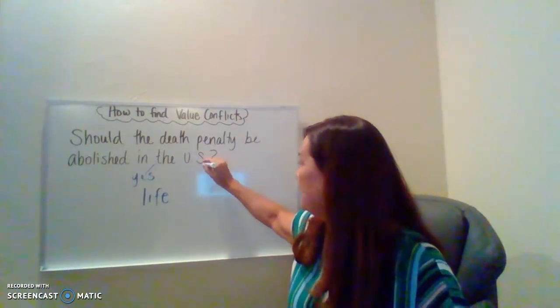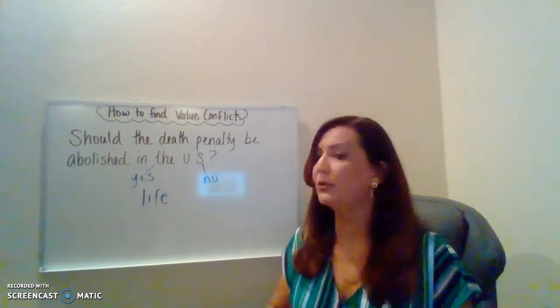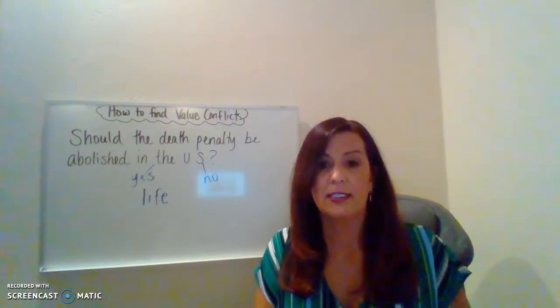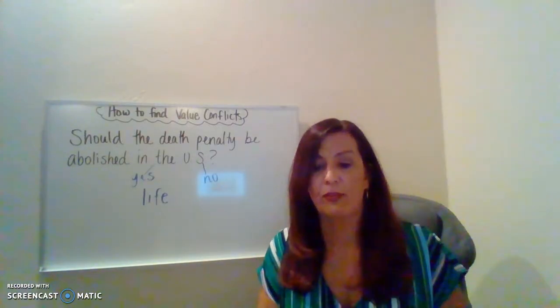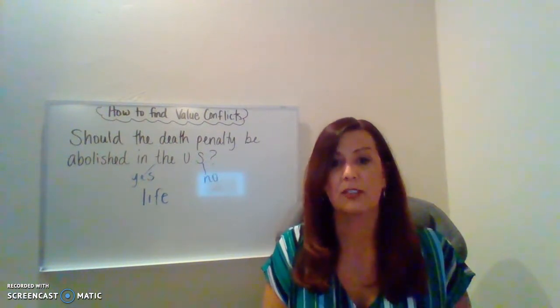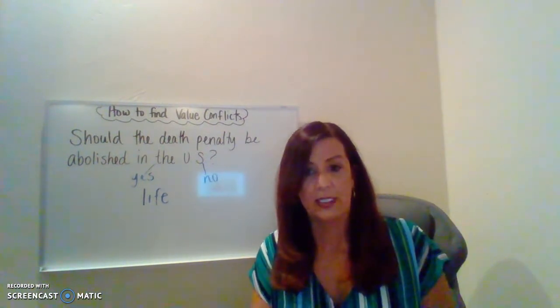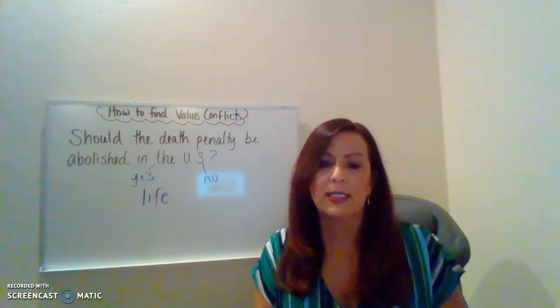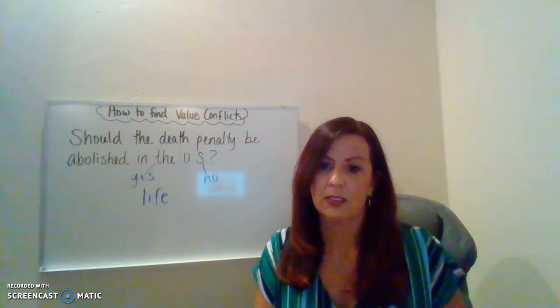Now, we think about the no side. People who say we shouldn't abolish this. The death penalty is fine. It's a good way to punish people for heinous crimes, and we need to have this particular kind of punishment in our society. People who say no, we should have the death penalty. What is it that they must value the most?